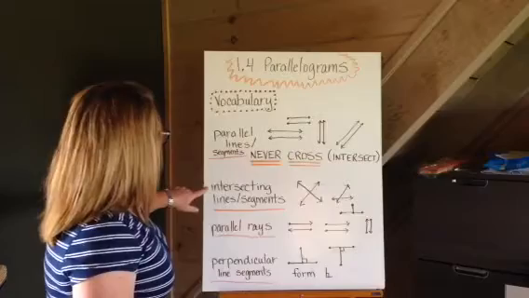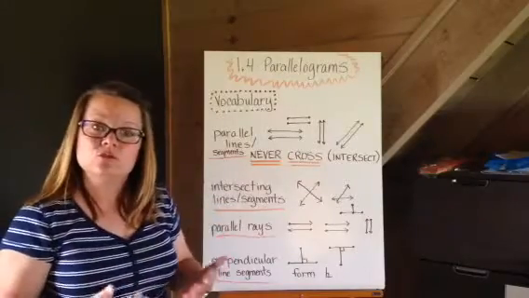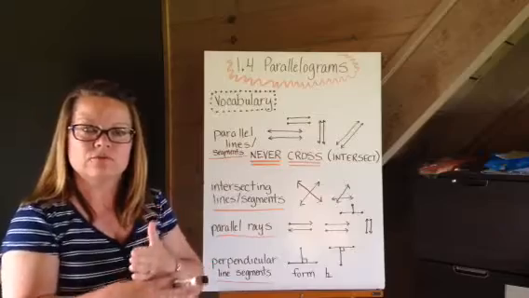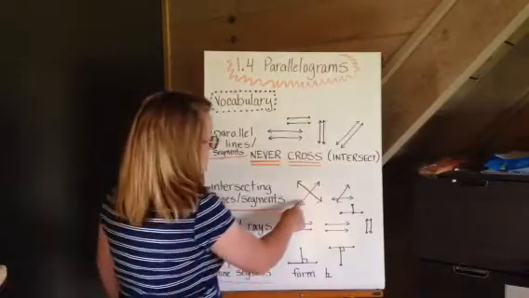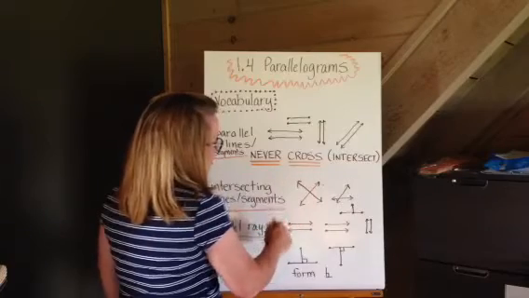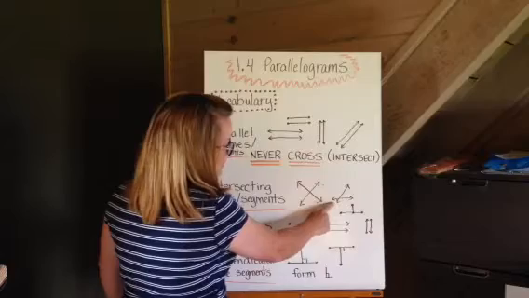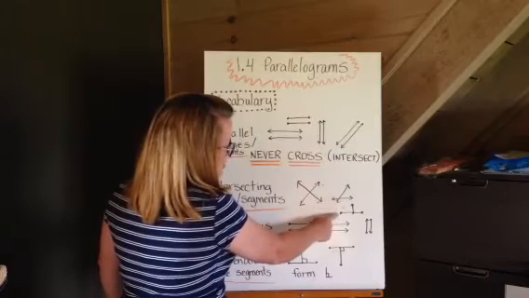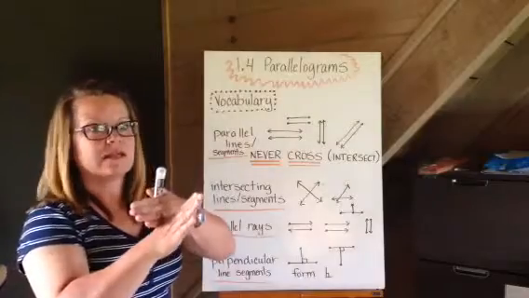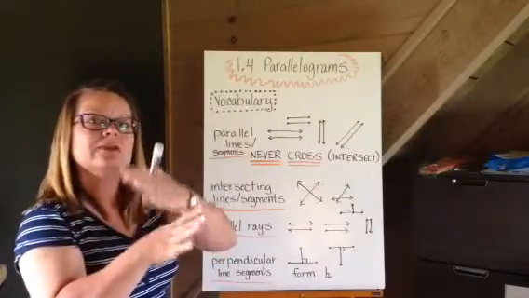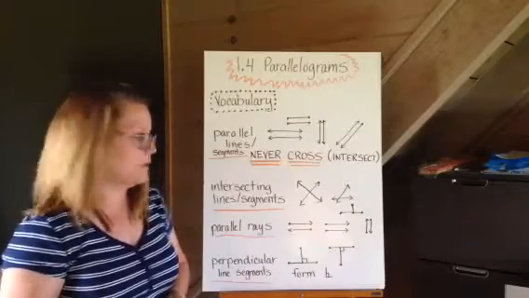Now, we're going to talk about intersecting lines and segments. So this time we do want them to cross. If we're looking for something that intersects, that means that it crosses. So I have some examples here of two lines that cross, kind of forms an X. Sometimes you'll see line segments that look like they intersect. Now they don't have to go all the way through, but if they touch at some point, that means that they are intersecting or crossing.